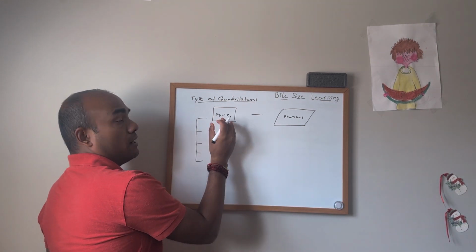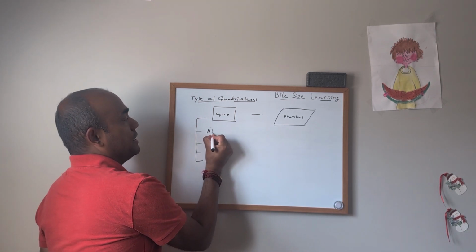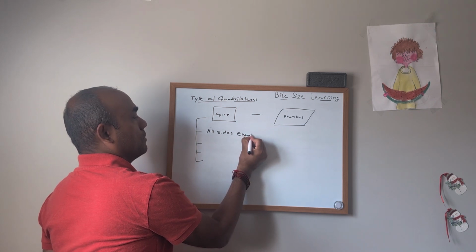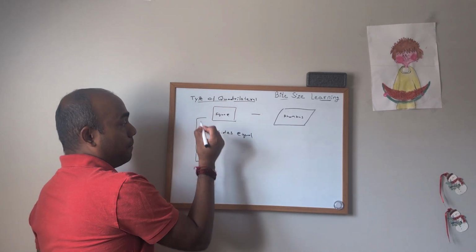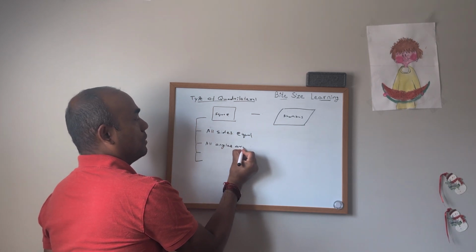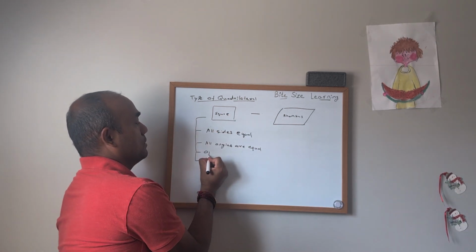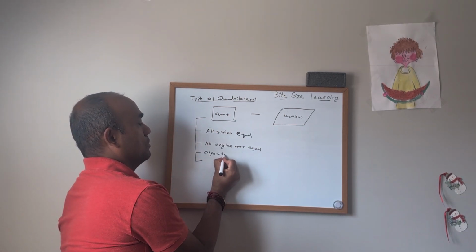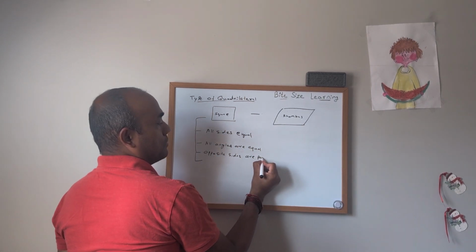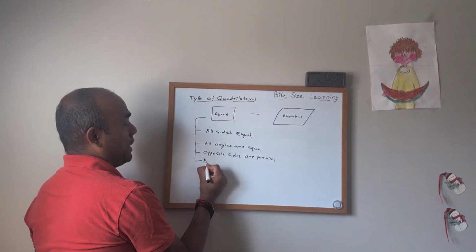A square is a quadrilateral or a polygon, a four-sided polygon that has all sides equal. All angles are equal. All right. Opposite sides are parallel and all angles are right angles.